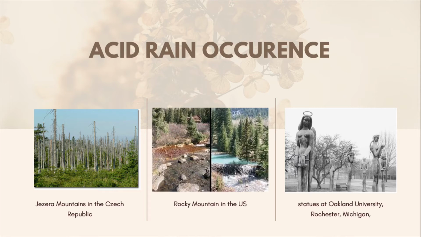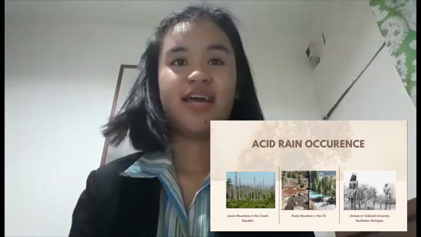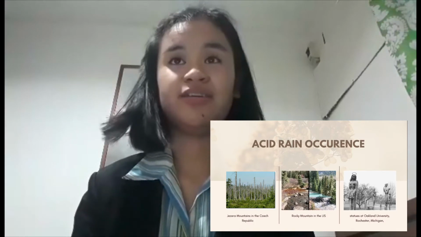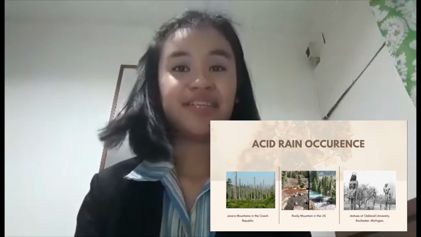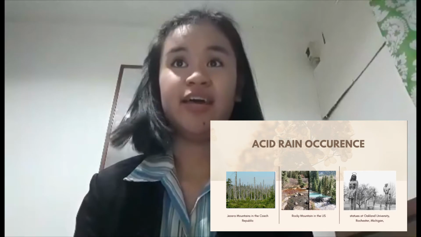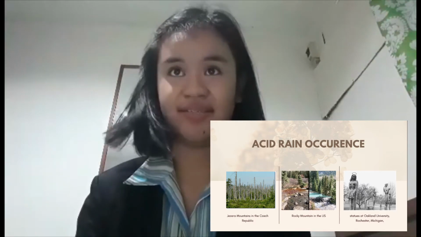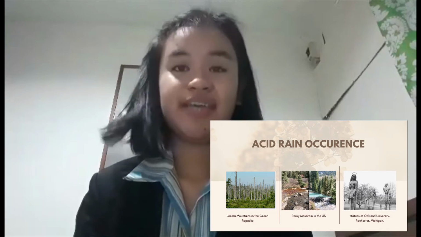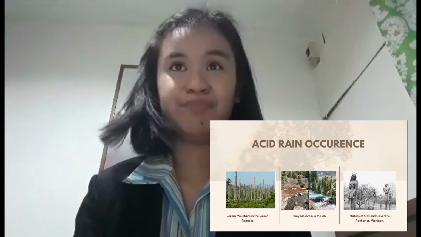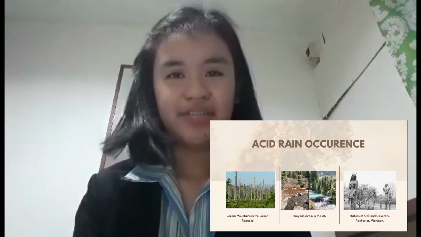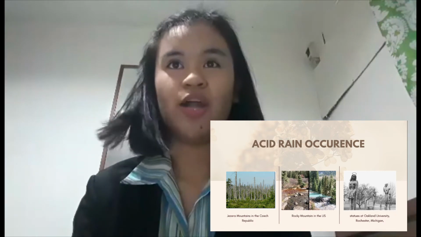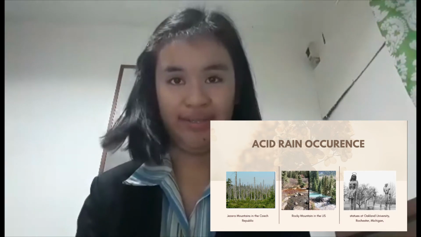Now we have three examples of acid rain occurrence. First is in the Jizera Mountains in the Czech Republic. Acid rain began in this area in the early 1950s and peaked in the mid-1980s. It resulted in large-scale dieback of spruce stands, a decrease in pH of surface waters, and nearly destroyed the waterways.